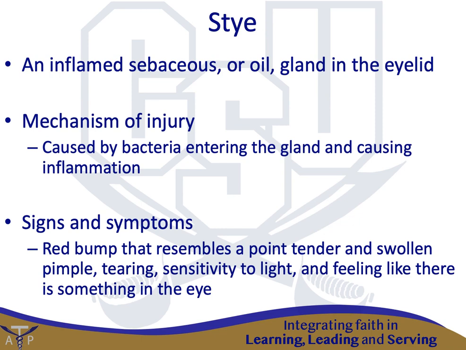A sty in the eye occurs when a sebaceous gland in the eyelid is inflamed or oil gets in the gland, located where the eyelashes come out. This is when bacteria enters the gland, causing inflammation, and really we get a pimple-like pustule in that area. It could be red, it could be white, but it's very point tender. It's a swollen pimple kind of object.